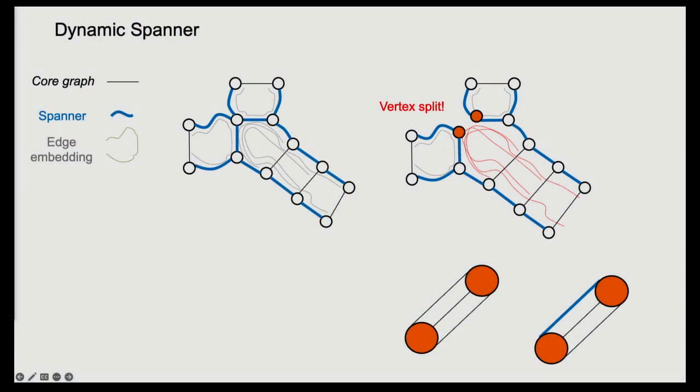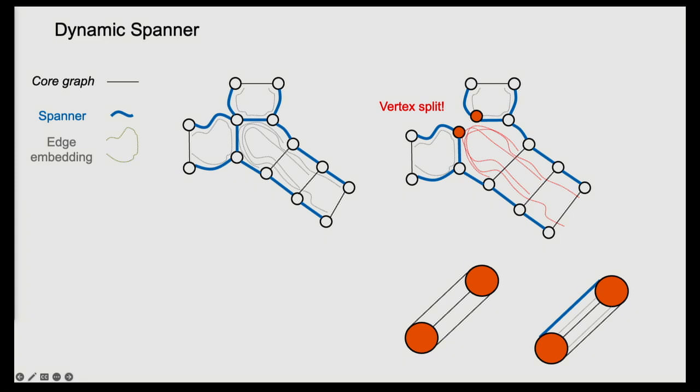Okay? Now I need to compute embedding paths for those. Those are the little dotted lines. And now I have my spanner and the embedding paths on the tiny graph. It could be a little bit bigger if there were more changes, but I can still make a little spanner and little embedding paths there.